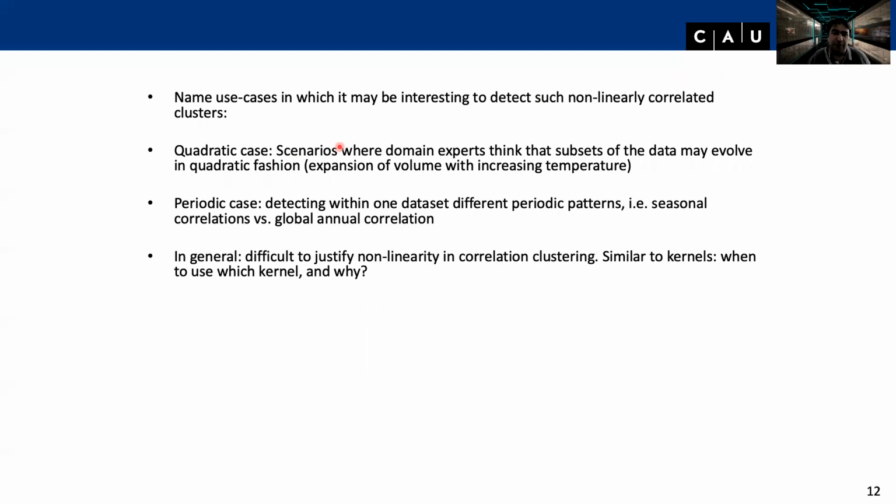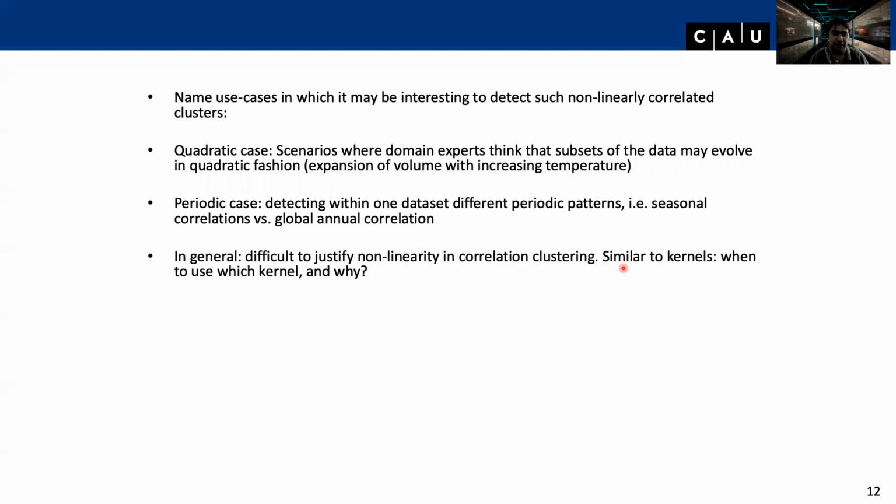However, and this is the take-home message, it is difficult to justify nonlinearity in correlation clustering. It's similar to kernels. The same question is: which kernel to use? Do I use a polynomial kernel? Do I use a Gaussian kernel, a spline kernel, and so on and so forth? And why am I going to use that? So it is up to the domain expert or to a user to choose which kernel and why. And this makes things actually difficult.